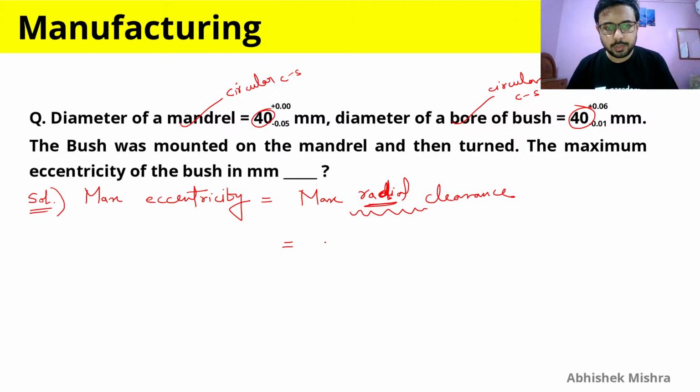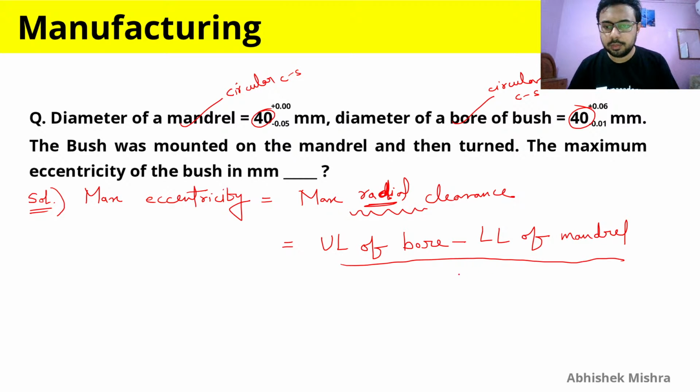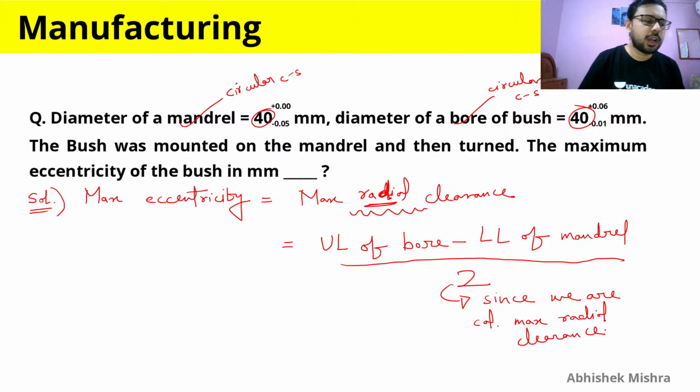So maximum radial clearance will be upper limit of bore minus lower limit of mandrel, and we have to just divide it by 2, since we are calculating maximum radial clearance. So since we are calculating maximum radial clearance, therefore we have to divide it by 2.